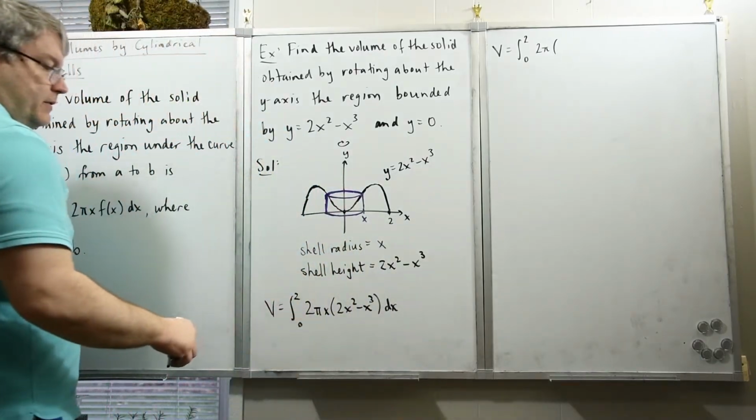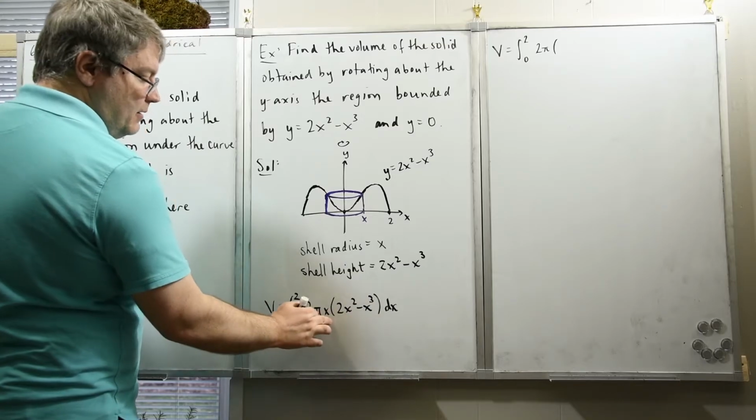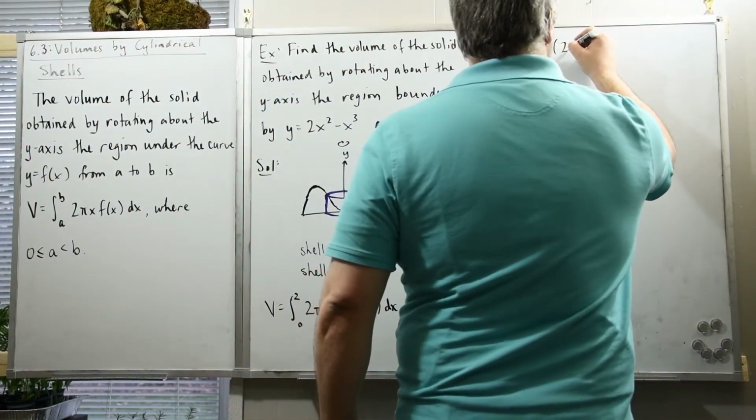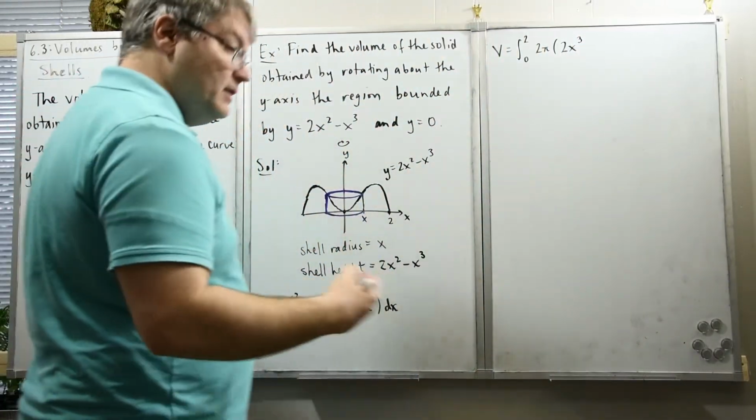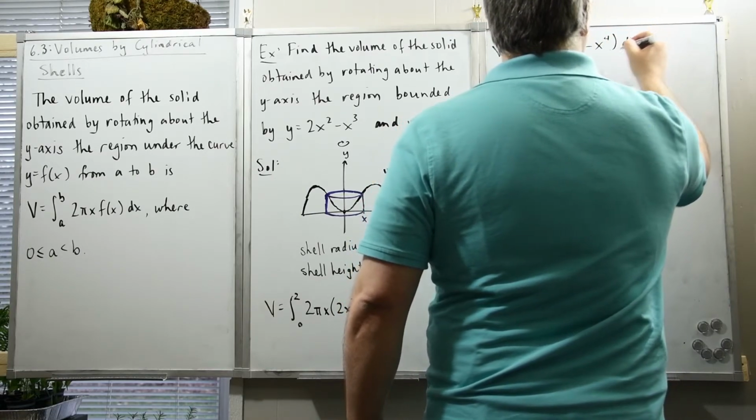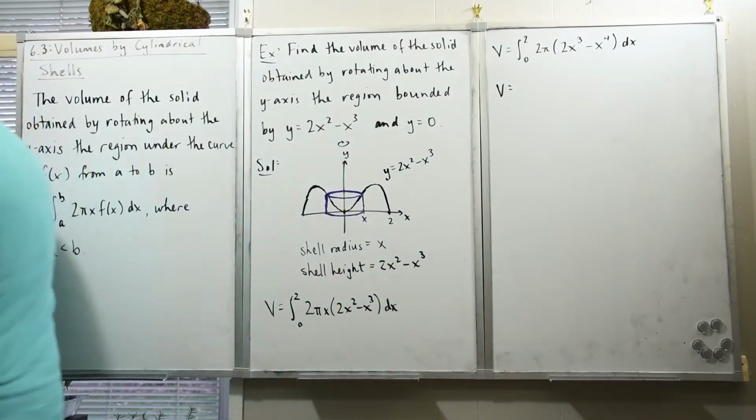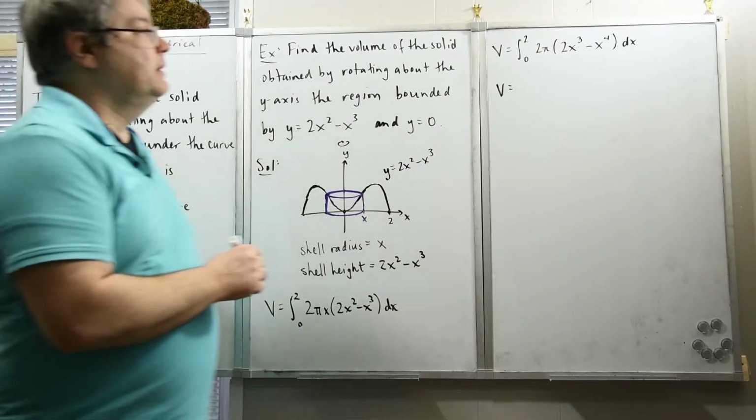So we have an integral from 0 to 2. We got the 2 pi, and then you can multiply the x through here. X times 2x squared gives you 2x cubed. And then x times negative x cubed gives you negative x to the 4th. So now we're interested in figuring out how to integrate this thing.